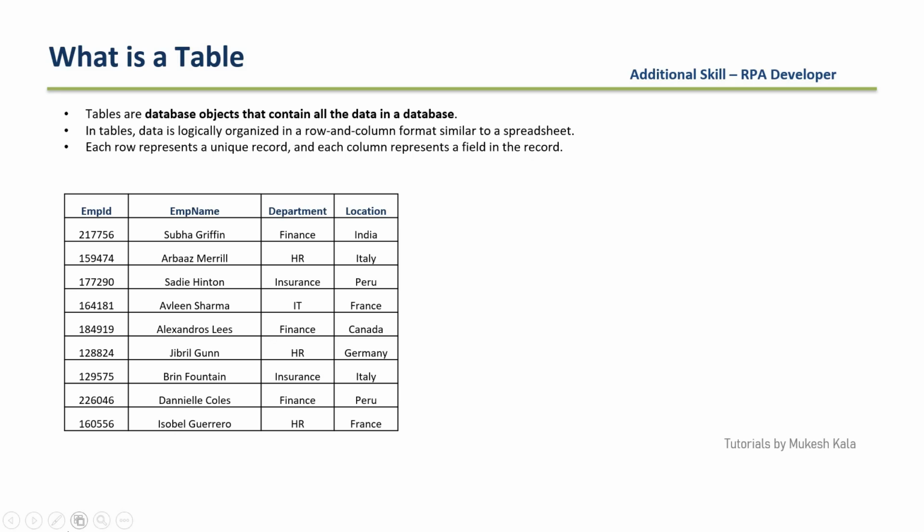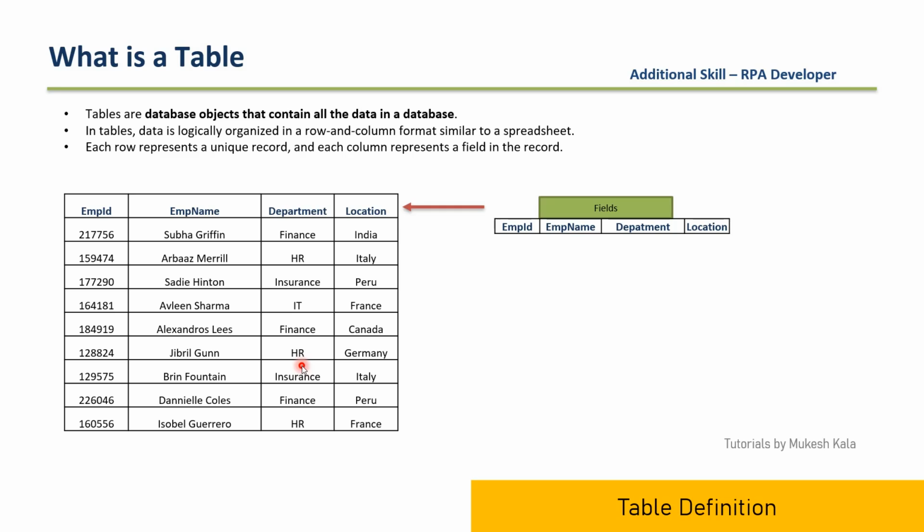If you are looking at the screen, this is a snapshot of a table from a database where the information is stored. Now, what exactly does a table look like and what are the different things we should be aware of? The first things, the employee ID, the employee name, the department and the location, are referred to as fields in a table. So whenever I create a table, the first thing I should tell SSMS or the database is what fields my table is going to have. In this table, I have employee ID, employee name, department and location.